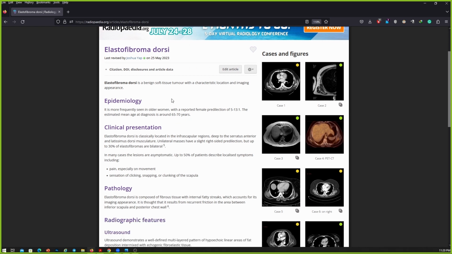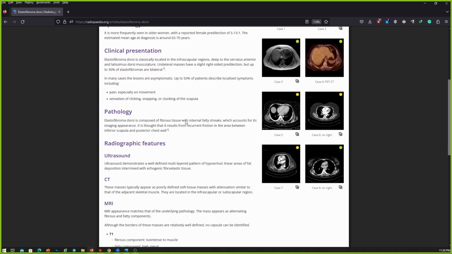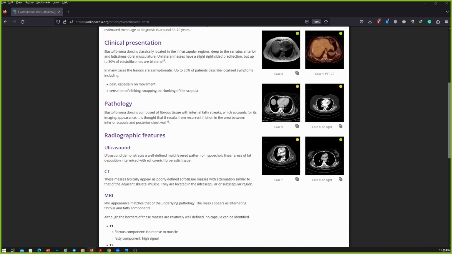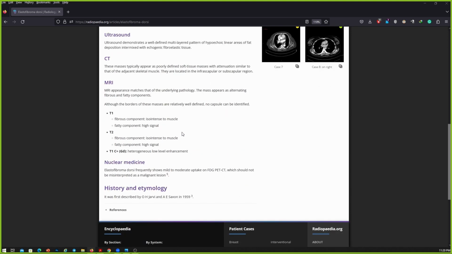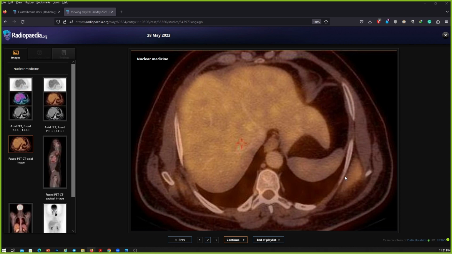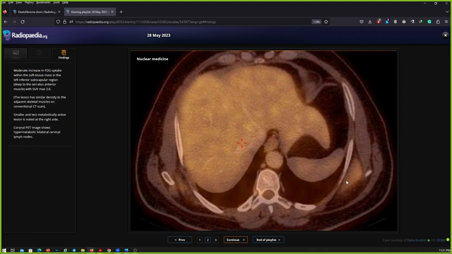So this is a benign soft tissue lesion, and the location that you saw is the characteristic location for that. Sometimes they might ask you or show you this on a PET scan. According to Radiopaedia, you should know that elastofibroma dorsi might show mild to moderate uptake on the FDG PET CT, so this should not be thought of as an aggressive or malignant lesion. This is one of the cases on Radiopaedia where there is avid uptake on the PET scan. This is also a case of elastofibroma dorsi.